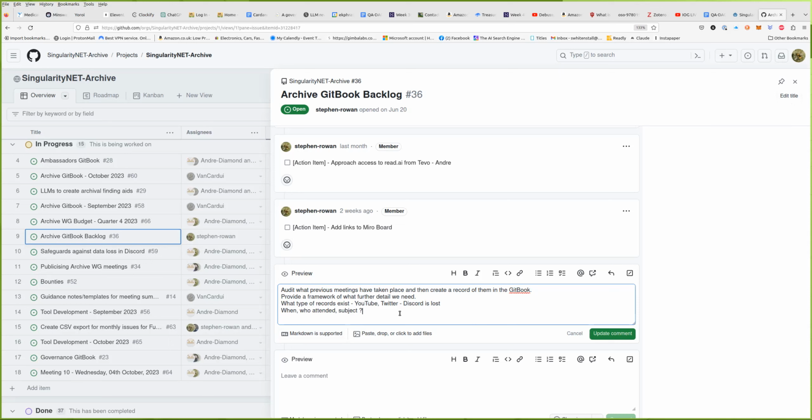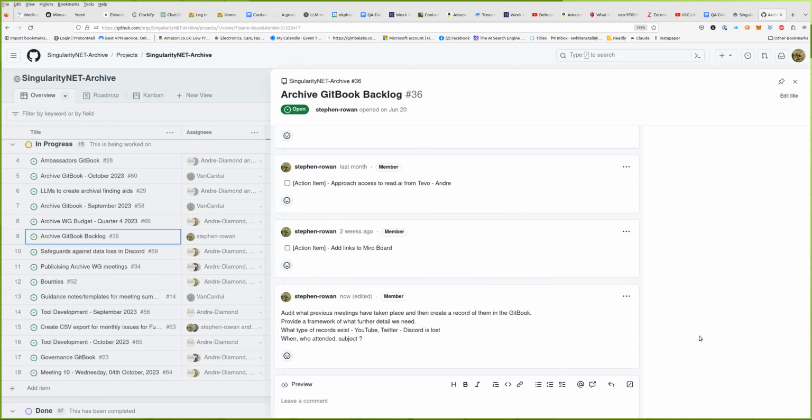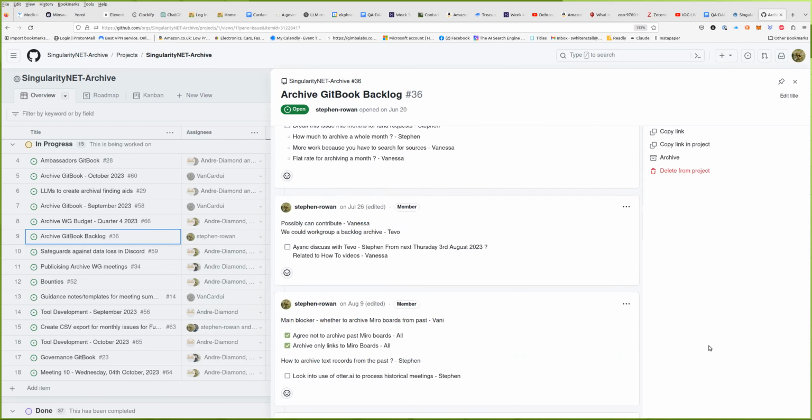I've realized I've been overthinking this, because I was thinking I need to go back through each month, archiving everything, and actually there's no point in doing that because I really just need an overview. That's where I'm at with that.